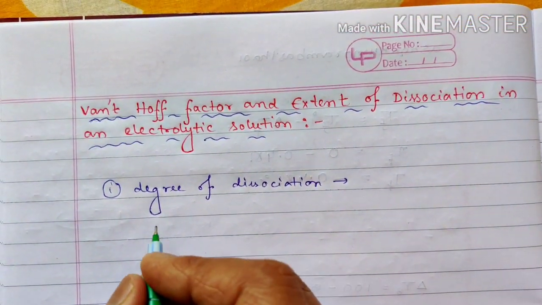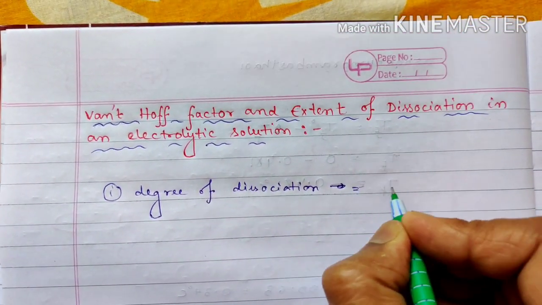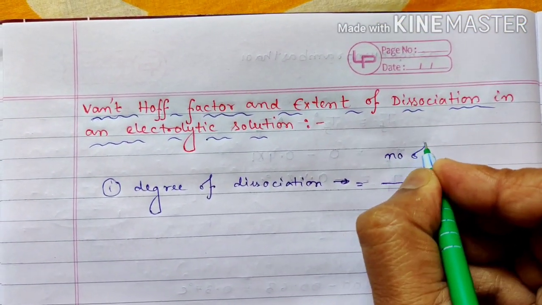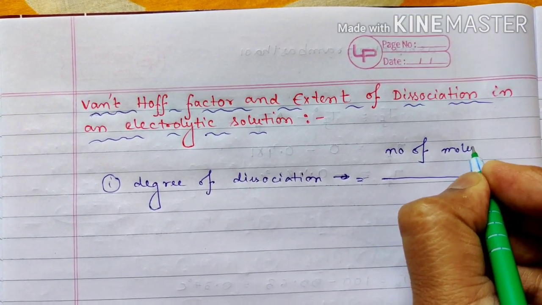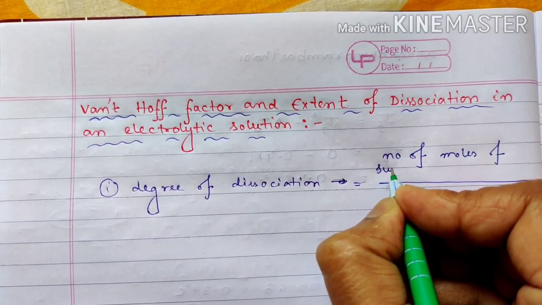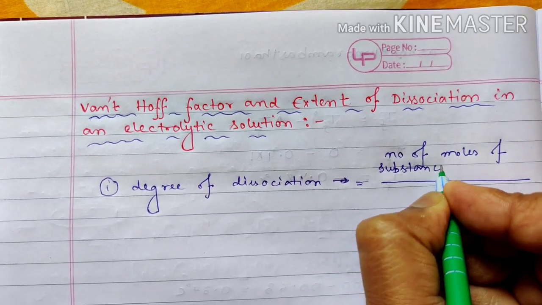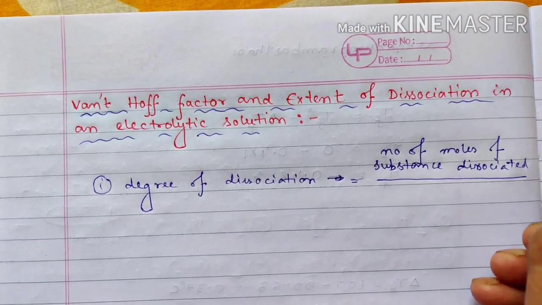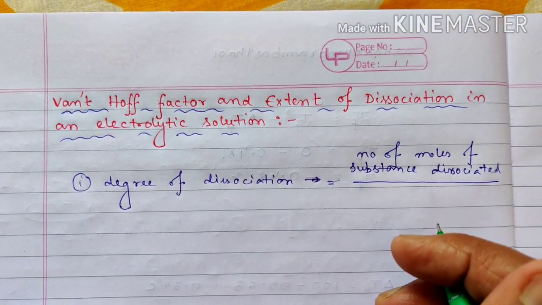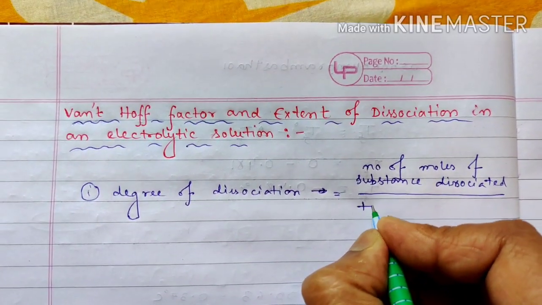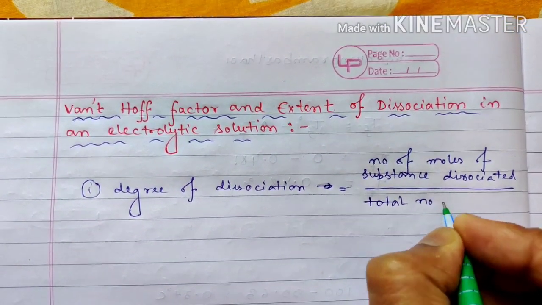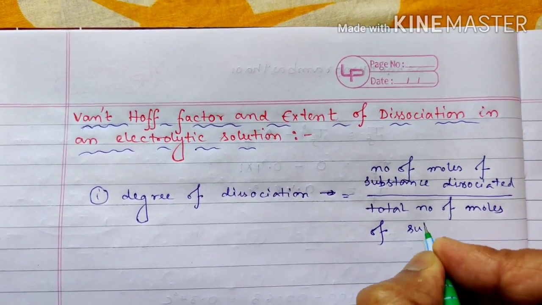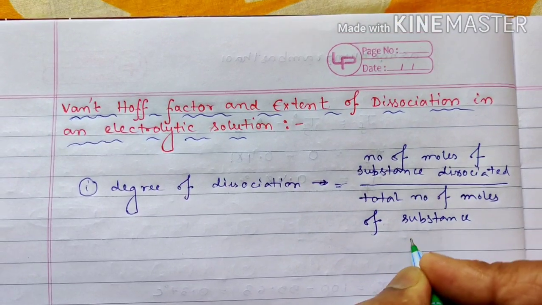Degree of dissociation. So if we want to define the degree of dissociation, we can say that it is the number of moles of substance dissociated, means how many moles of substance will be dissociated, by the total number of moles of substance taken.